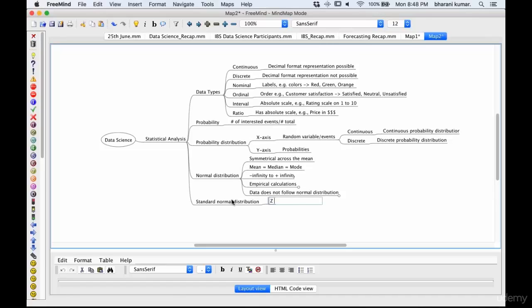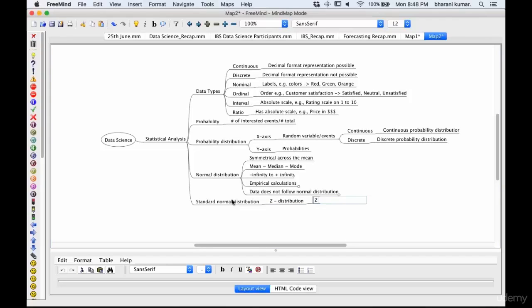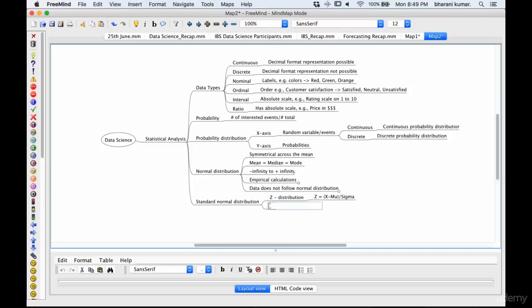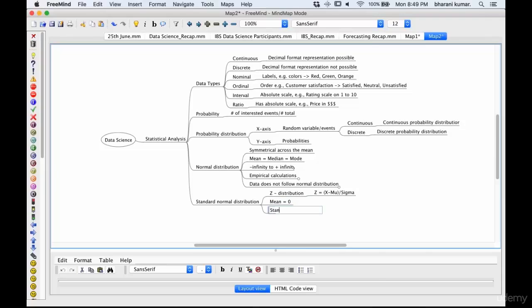Standard normal distribution is also called a Z distribution, and the formula for Z is x minus mu divided by sigma. And when you apply standard normal distribution or Z distribution on the data, when you standardize or normalize the data, mean would be equal to 0 and standard deviation would be equal to 1.